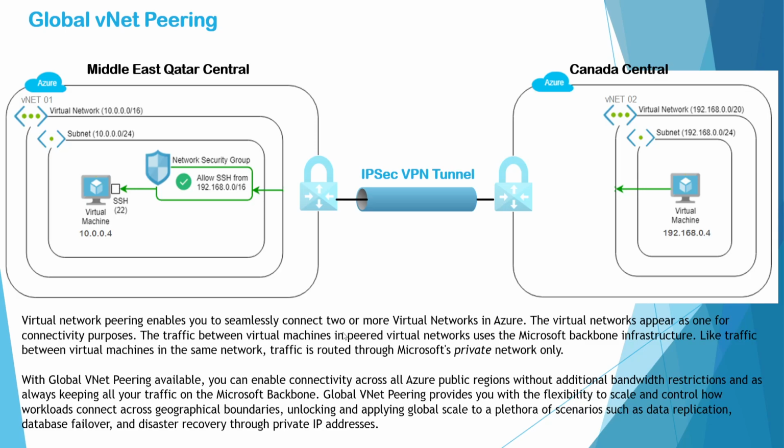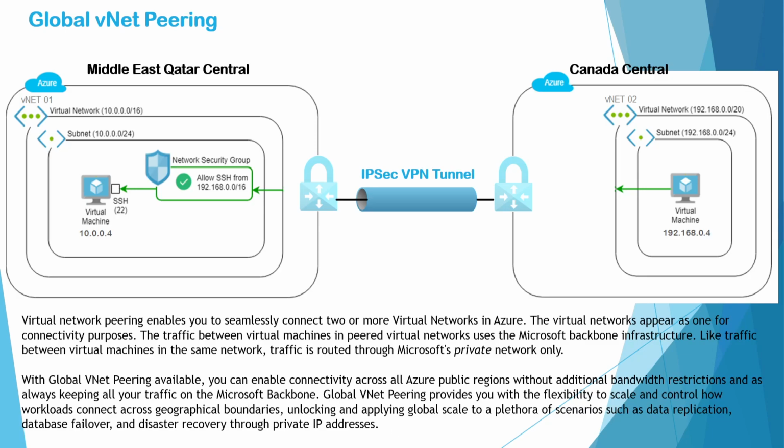The benefit of global vNet peering is, as you can see here, virtual network peering enables you to seamlessly connect two or more virtual networks in Azure. The virtual networks appear as one for connectivity purposes. The traffic between virtual machines in peered virtual networks uses the Microsoft backbone infrastructure. So a machine residing in Qatar Central that wants to communicate with the Canada region will use the Microsoft backbone infrastructure instead of the public internet, right? So this is the main benefit. In that way, you don't need to pay additional cost for consuming internet services, and you may use this feature for data replication, migration, and disaster recovery as well.